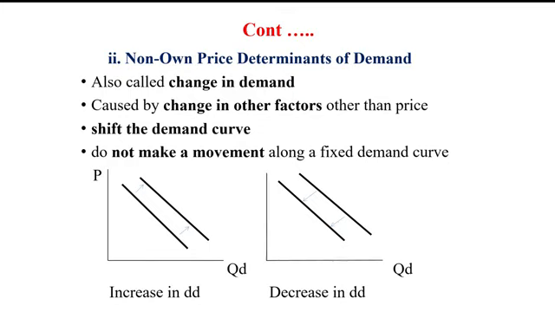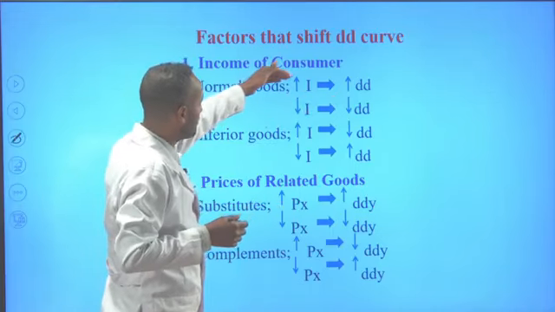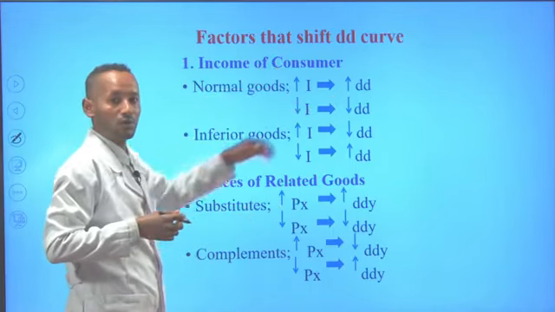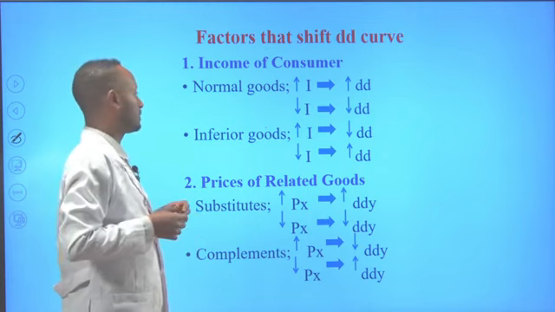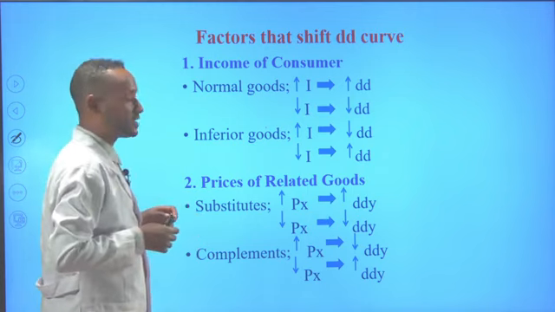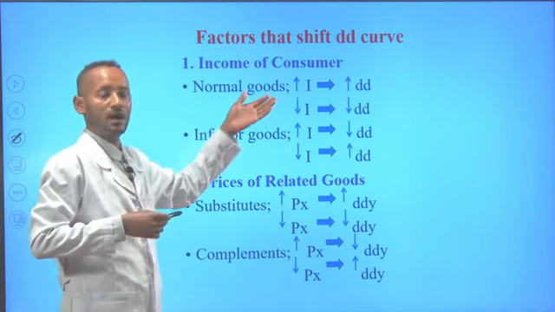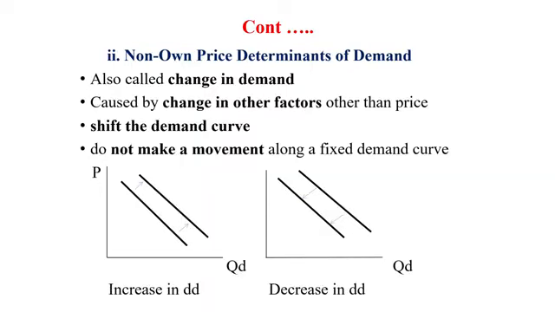First of all, in terms of income of consumers, we can classify goods into two, called normal goods and inferior goods. Normal goods are those goods whose income effect is positive. That means as the income of a consumer increases, the demand for normal goods will increase. And as the income of a consumer declines, the demand for normal goods will decline. So there is a direct relationship between changes in income and the demand for normal goods.